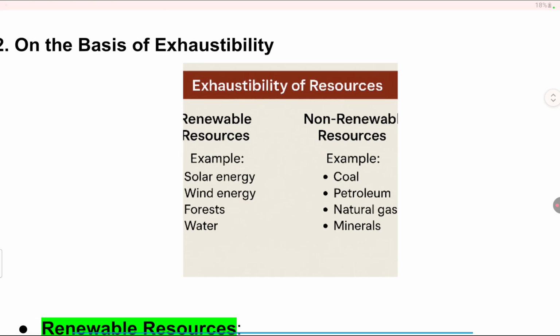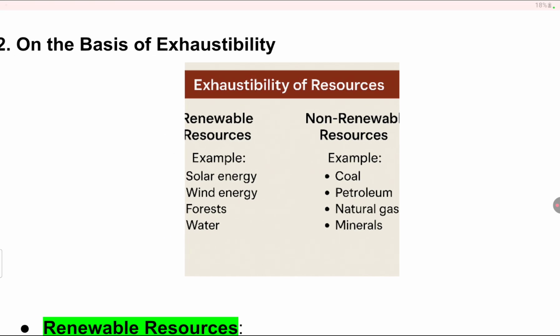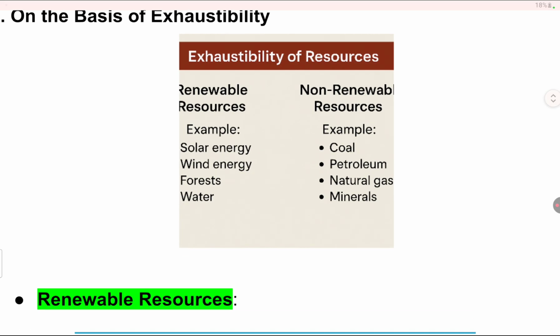On the basis of exhaustibility, it means how durable it is. Renewable resources are those resources which are replenished in the human life cycle and which are continuous. For example, solar energy, wind energy, forests, and water. You can take the example of forest. Though it is being used, it is replenishable within a short time. So it is considered a renewable resource.